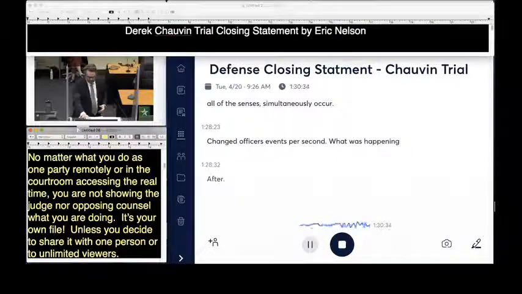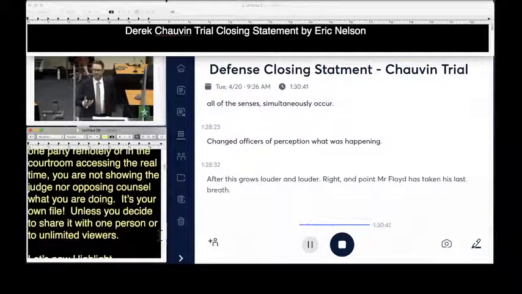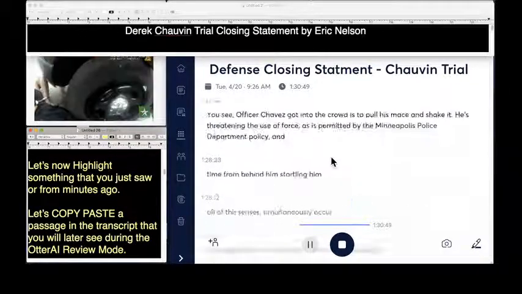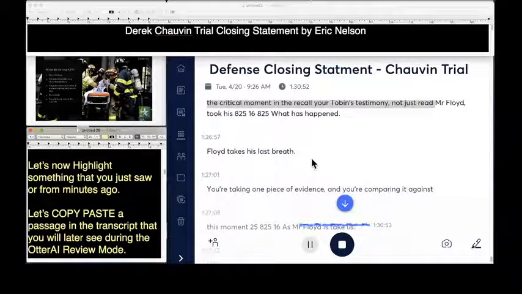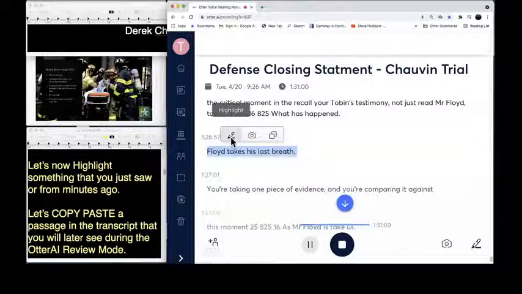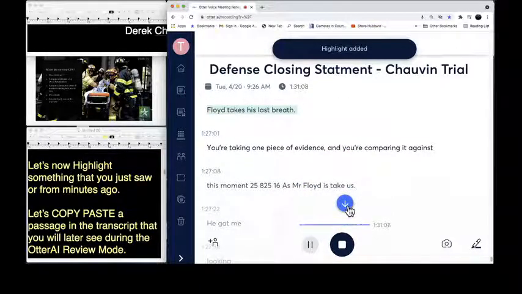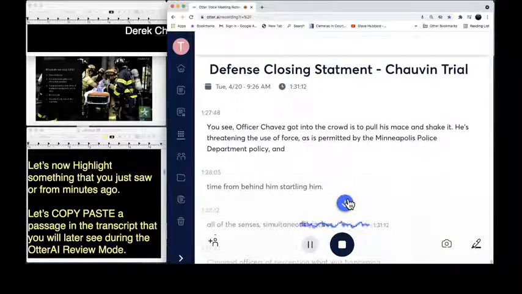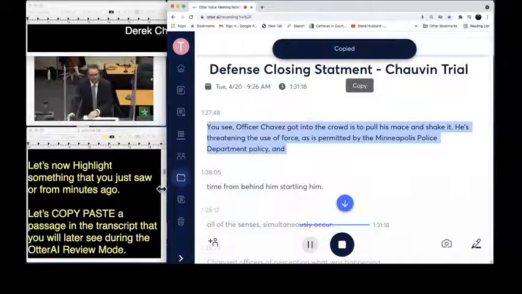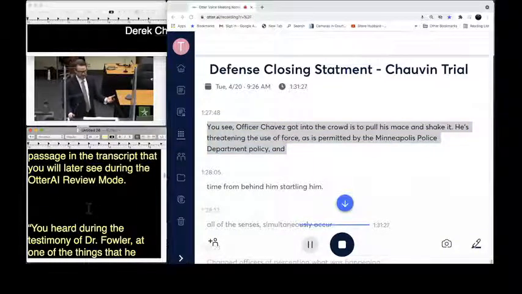After this point, the crowd grows louder and louder, right? And at this point now, Mr. Floyd has taken his last breath, and the question is the rendering of medical aid. When do we stop CPR according to the Minneapolis Police Department's policy? When it's not safe. You heard Lieutenant Mercil talk about this, and you also heard Nicole McKenzie talk about this. Consider Nicole McKenzie's testimony. As far as the reasonable police officer, which would include Nicole McKenzie, she discussed at length the difficulty of performing CPR in what she did describe as a hostile environment.